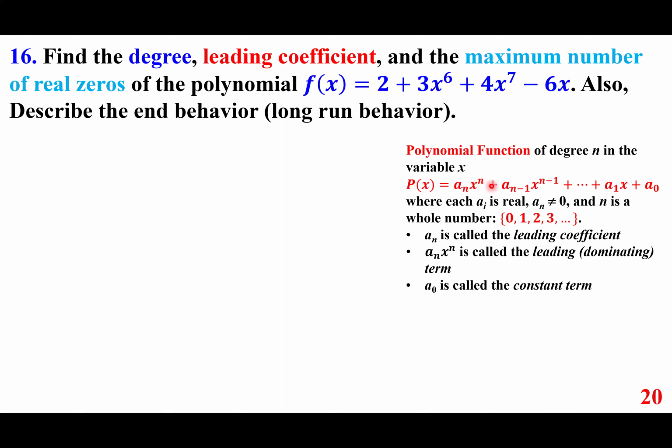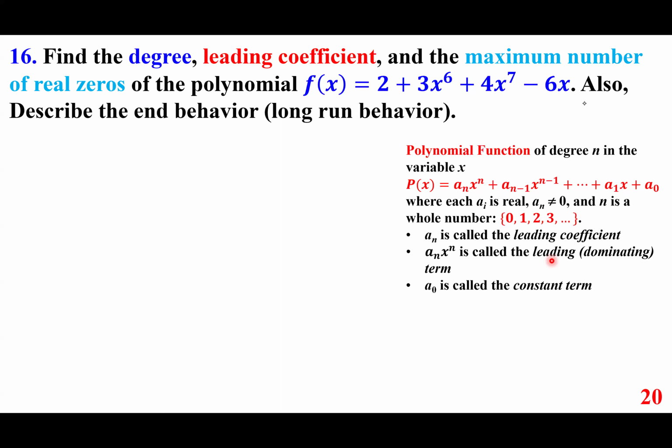P of x is a sub n x to the power of n all the way to a sub 0, where a sub i is a real number and the exponent is a whole number 0, 1, 2, 3. A sub n is called the leading coefficient. A sub n x to the power of n is the leading or dominant term. A sub 0 is the constant. Of course, there is not much brand new here.